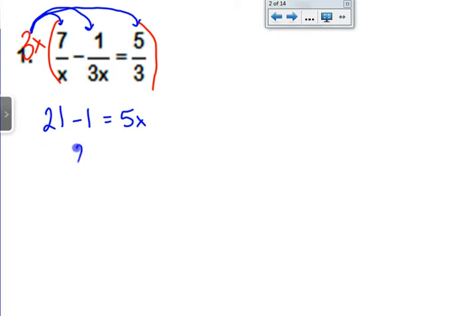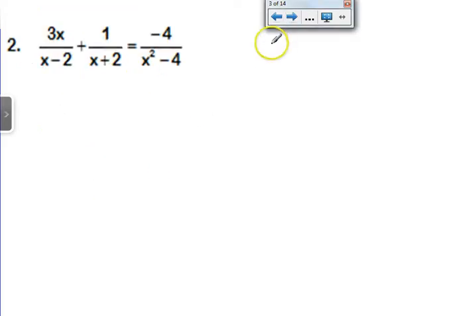Now we end up with a very easy to solve linear equation. 20 equals 5x, so x equals 4. Moving on to example number 2.